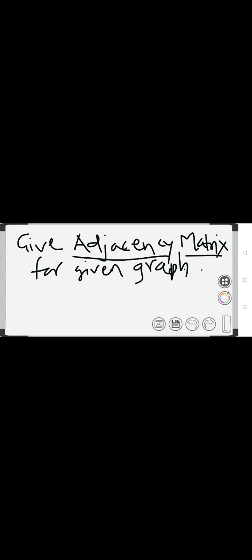So if you take any node in a given graph, if you take node 1, then you have to identify which nodes are the adjacent nodes for node 1, and you can represent it. Similarly for node 3, you can identify adjacent nodes and represent it. When you represent it in a matrix format, that is called the adjacency matrix for a given node. And if you represent it for all nodes in a given graph, that is the adjacency matrix of the given graph. Now I will tell you how to represent it.